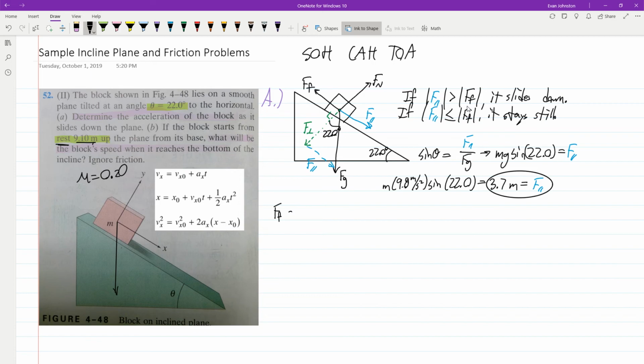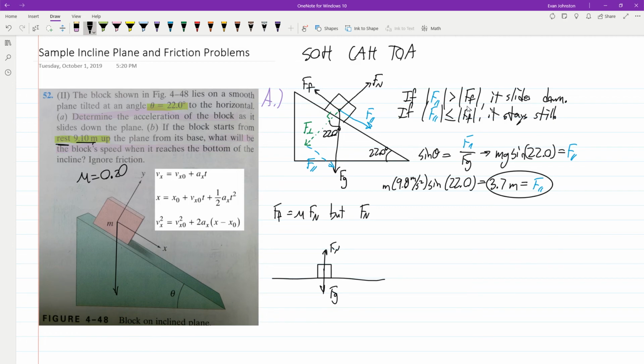From our notes, we know that friction is just mu times the normal force. But in our case, the thing that's fighting the normal force isn't gravity. If it's on a flat table like this, then sure, the normal force and the force of gravity have to cancel out.